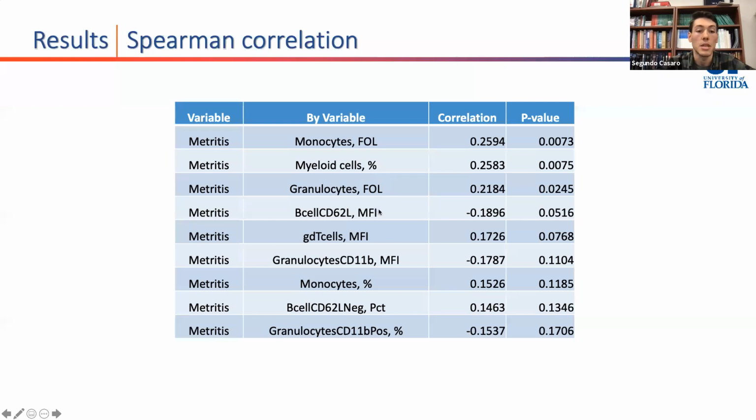Then we added the median fluorescence intensity of the CD62L in the B cells, the median fluorescence intensity in the gamma delta T cells, the median fluorescence intensity of CD11B within the granulocytes, also the percentage of monocytes. The difference between this percentage and this percentage of monocytes is that this one is the proportion of monocytes within the myeloid cells and the other one within the live cells. We also added activated B cells, so B cells CD62L negative percentage, and the percentage of granulocytes that were CD11B positive.